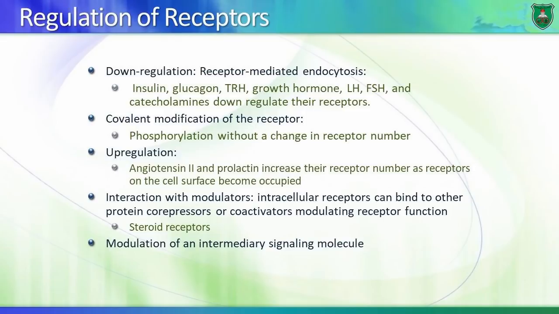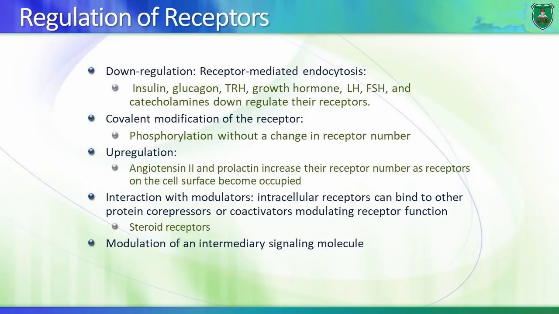All right. Now, regardless, these receptors can be regulated by down-regulation or up-regulation. Down-regulation occurs via receptor-mediated endocytosis, which means the hormone binds to the receptor and the receptor is internalized. Once it's internalized, it gets degraded, so the number of receptors on the cell surface is reduced. Up-regulation is whereby a hormone binds to the receptor and that actually increases the number of receptors on the cell surface.